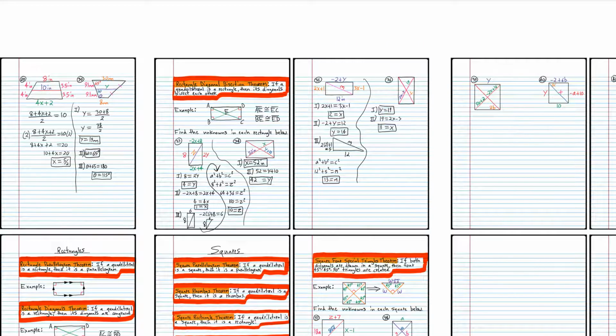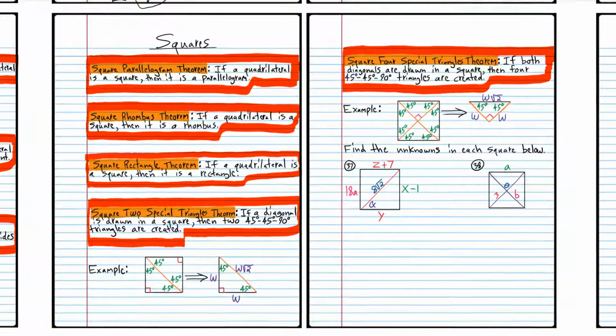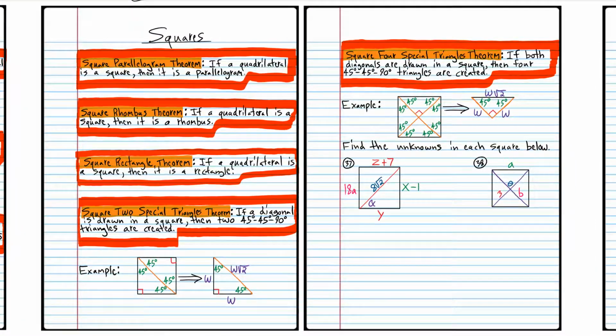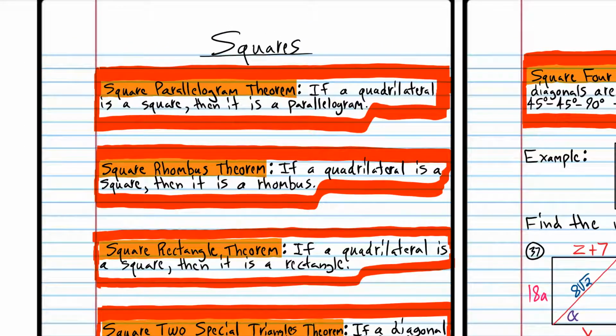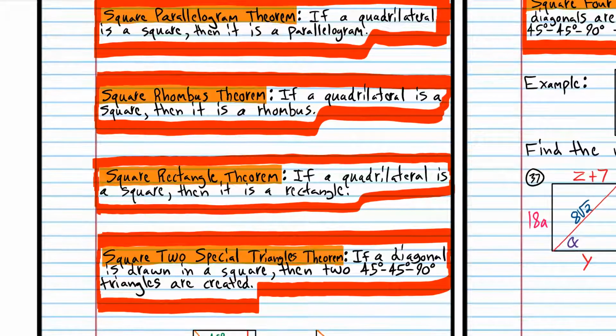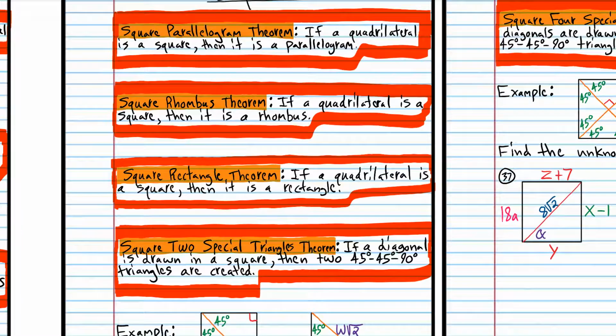Now we're going on to squares, the last part of the class today, so go ahead and take a screenshot of those. Again, squares are not going to be that difficult. So there's a square parallelogram theorem. As you might imagine, a square is a parallelogram. Square rhombus theorem, if a quadrilateral is a square, then it's a rhombus. We already learned that. If a quadrilateral is a square, then it's a rectangle, by the definition of a rectangle. We already learned that pretty much.